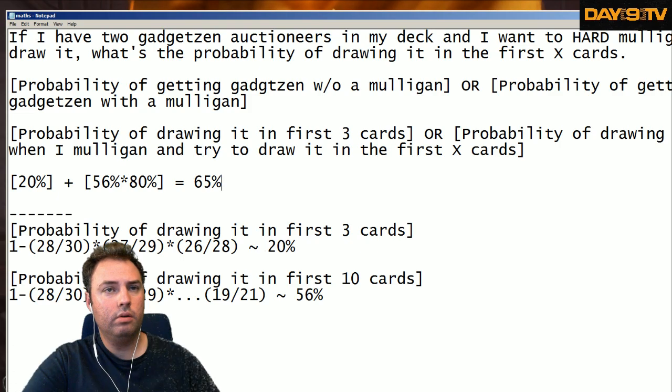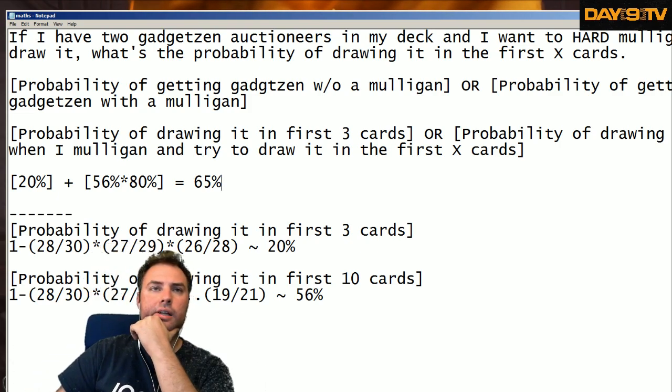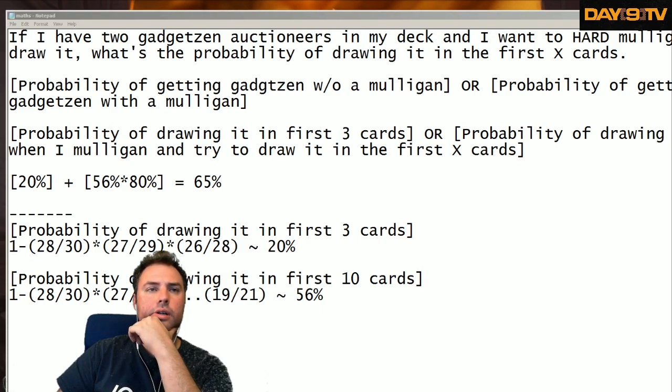Huh. That was in beta. That has changed. Okay, interesting.